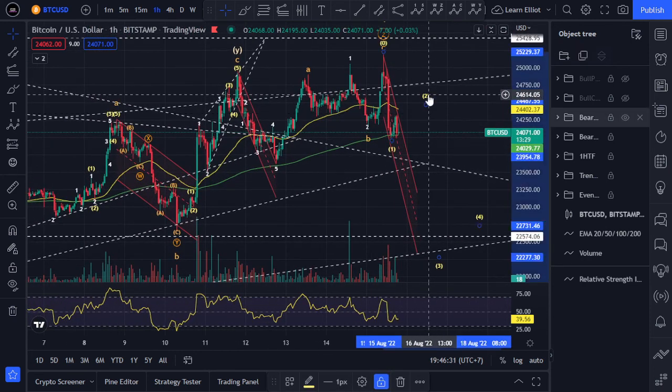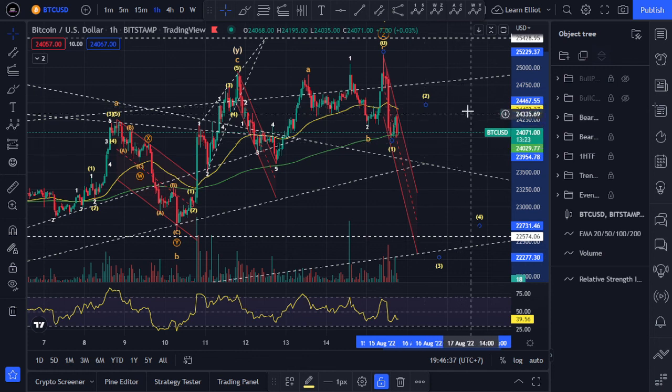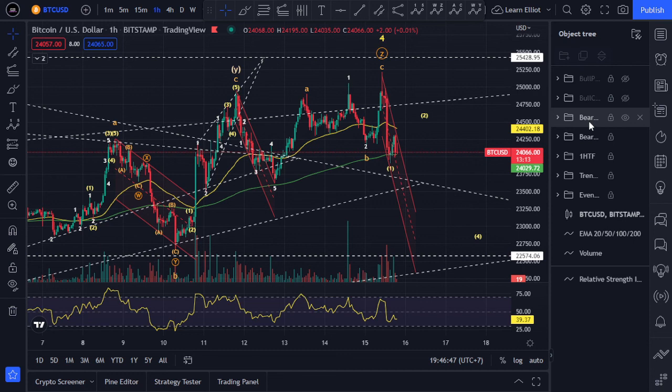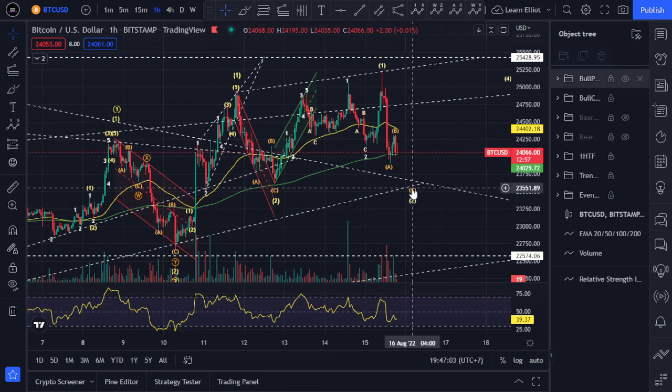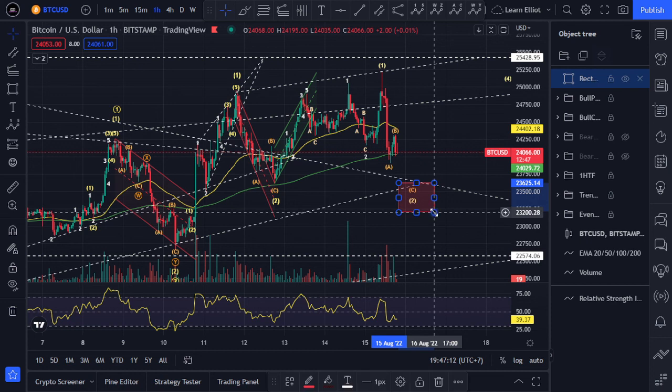Now we might be heading to this second wave, but by looking at this price movement, I think that the bull case scenario here still has more probability to play out than this bear case scenario. Yeah, we still have a big hope for this ABC correction, and then the price will reverse. So let's just draw another rectangle here for the target of this bull case scenario.